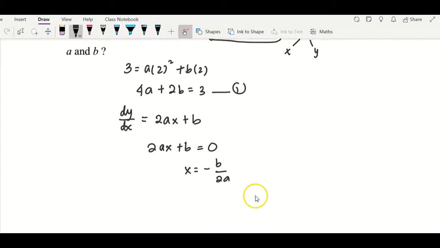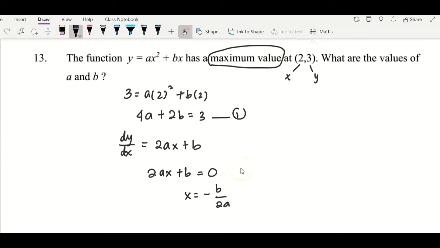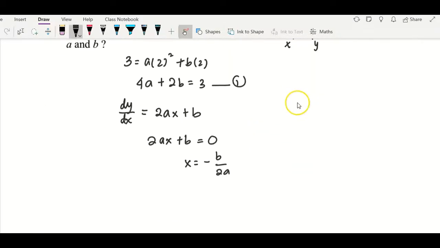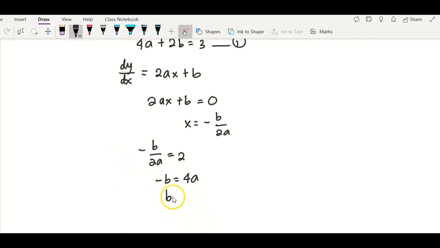And for this x equals negative b over 2a, I will equate it to 2, because this is the x coordinate of the maximum point. Then I have negative b over 2a equals 2. So here I have 4a, negative b equals 4a, and b equals negative 4a. Then I have my second equation.